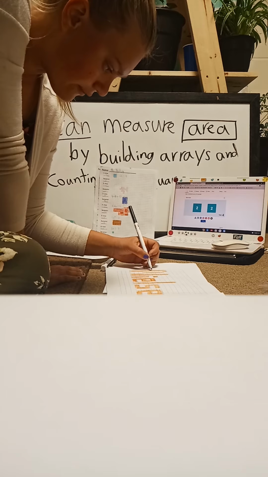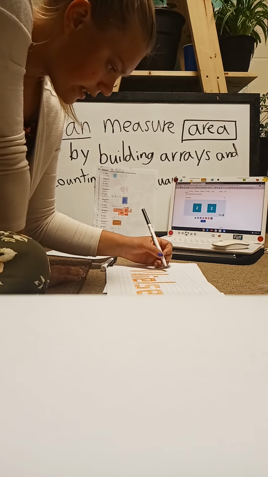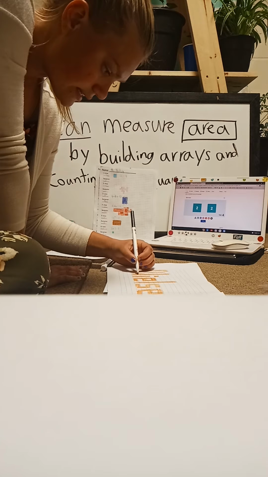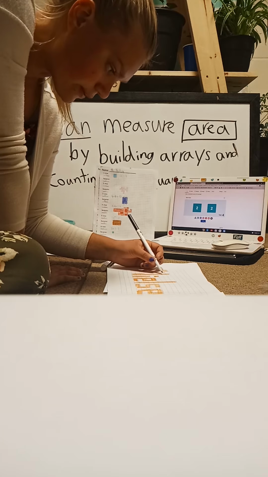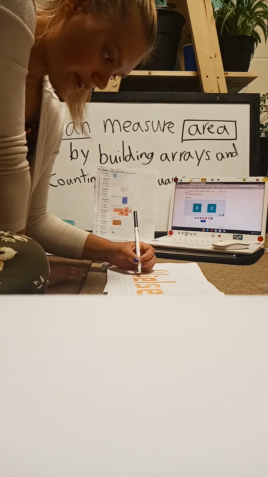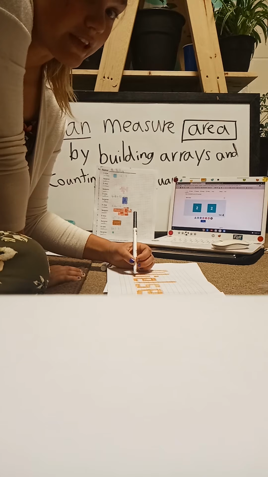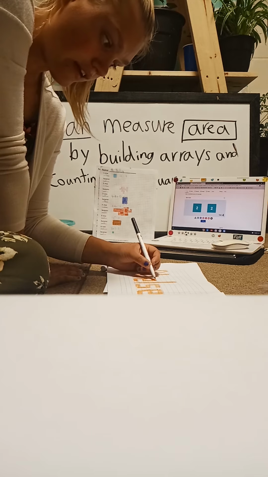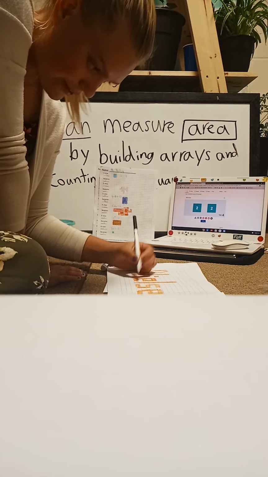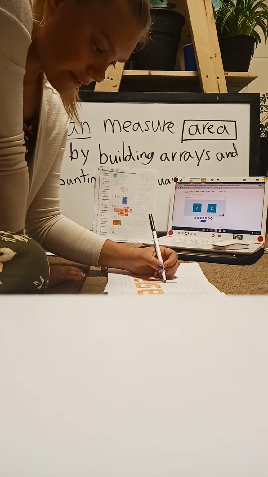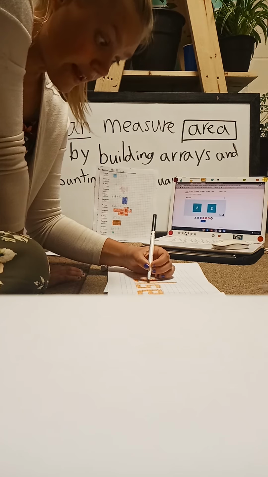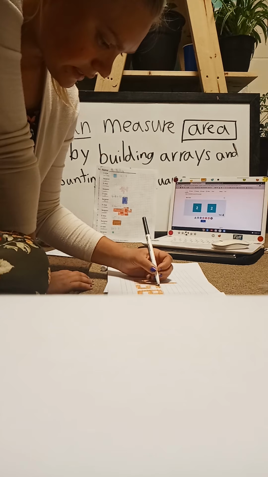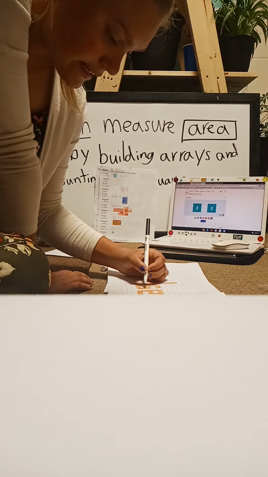1, 2, 3, 4, 5, 6, 7, 8, 9, 10, 11, 12, 13, 14, 15, 16, 17, 18, 19, 20, 21, 22, 23, 24, 25, 26, 27, 28, 29, 30, 31. Make sure you count really carefully. 32, 33, 34, 35, 36, 37, 38, 39, 40, 41, 42, 43, 44, 45, 46, 47, 48, 49, 50, 51, 52, 53, 54, 55, 56, 57, 58, 59, 60, 61, 62.